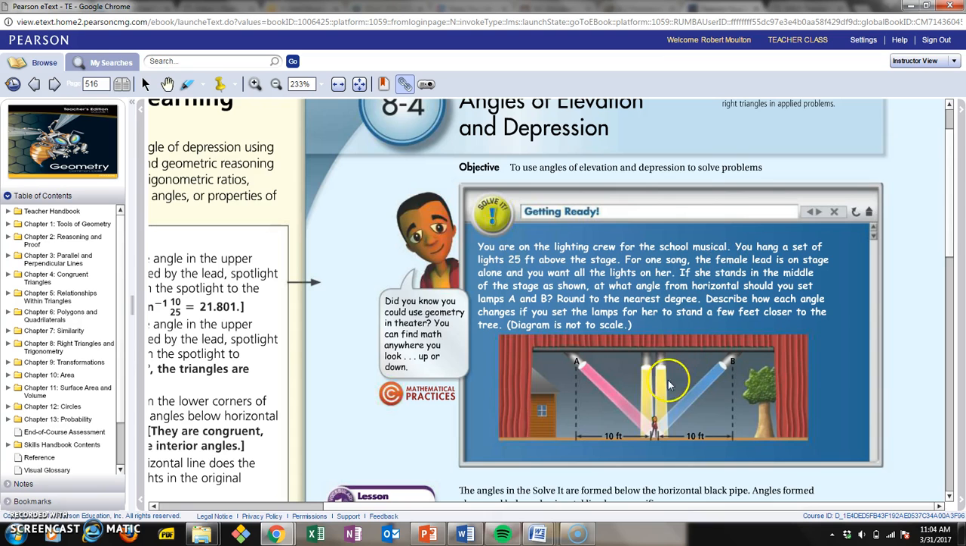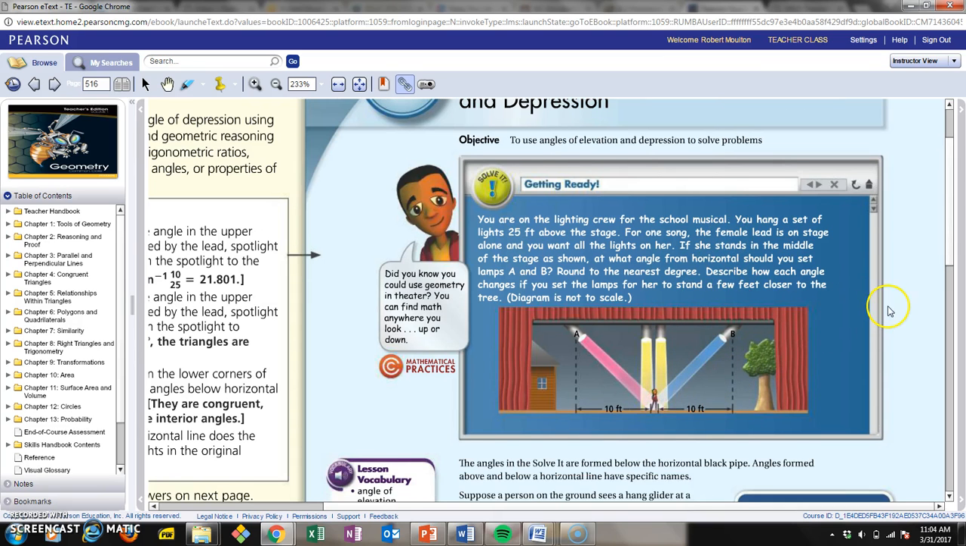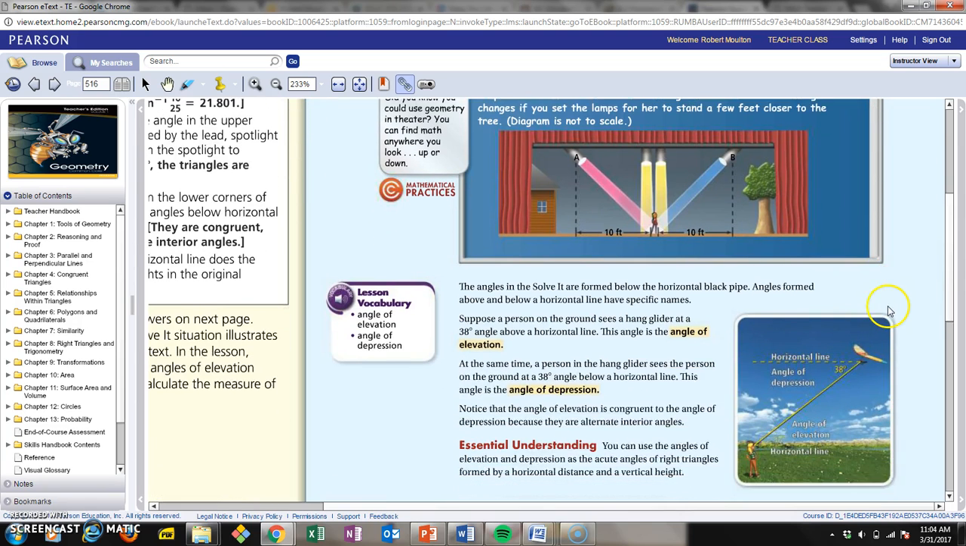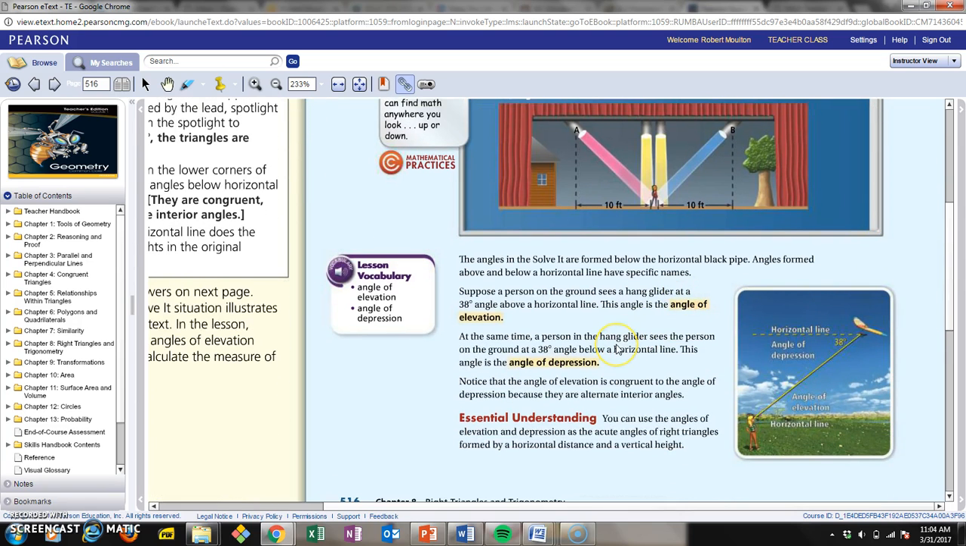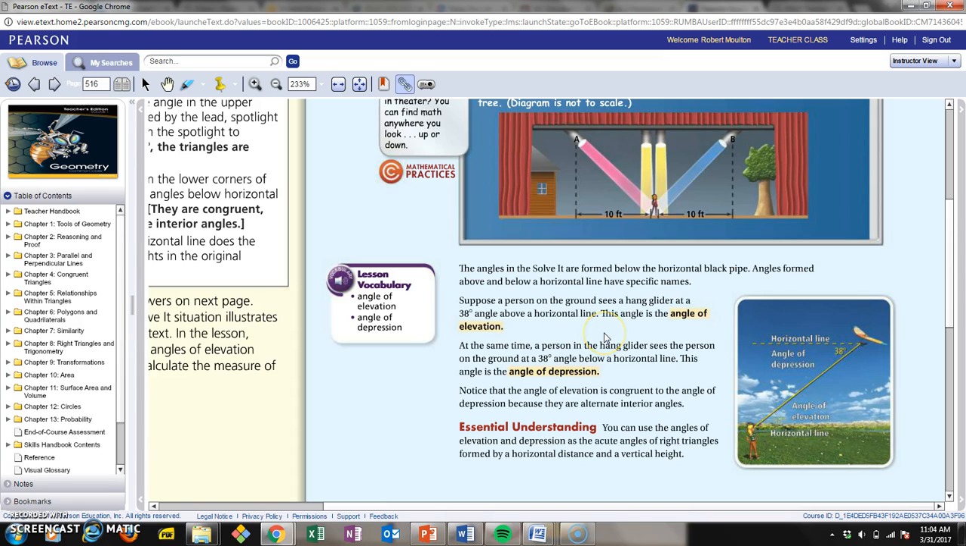Here's a little High School Musical clip that some of you might enjoy, with stuff about angles of elevation and depression.